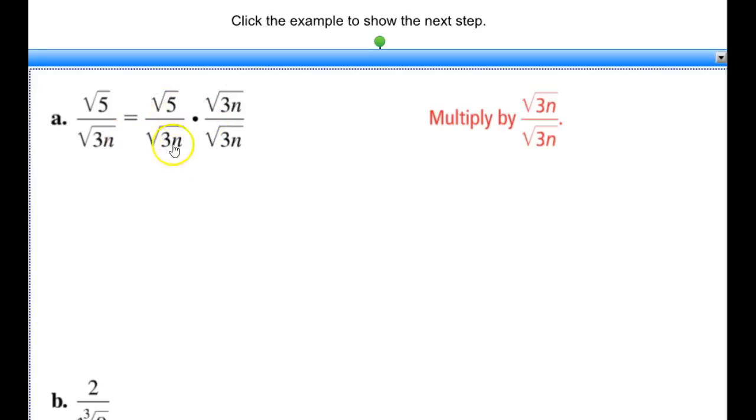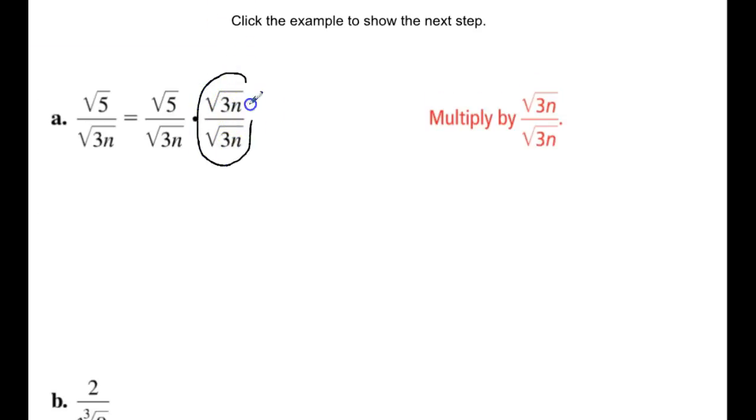Well, I take my original problem and I multiply it by the square root of 3n over the square root of 3n, because this entire thing right here is equal to 1, right? When I divide something by itself, that's equal to 1. So I figure out what's in the denominator and multiply it by that.